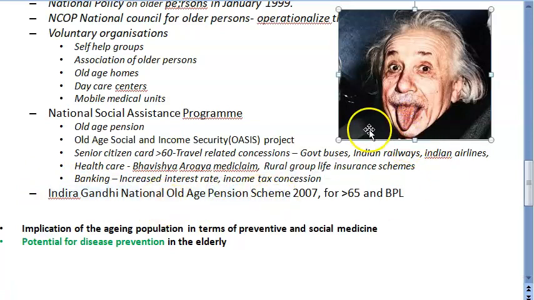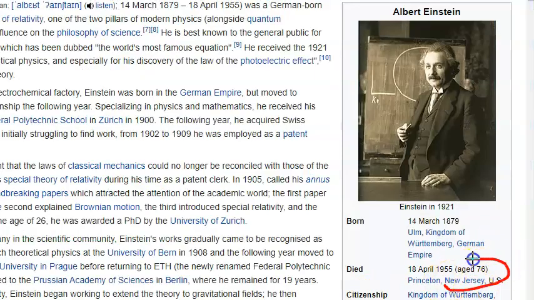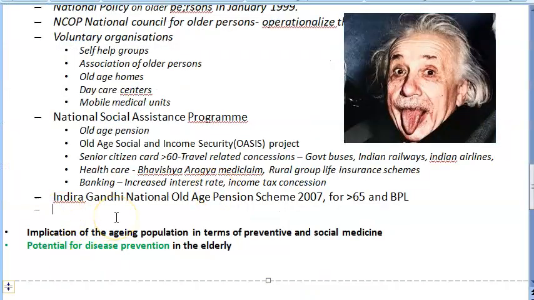Do you know at what age Einstein died? I think 74 or something. No, guys, he died at 76. Okay. No relevance here, just simply trying to keep your mood awake.